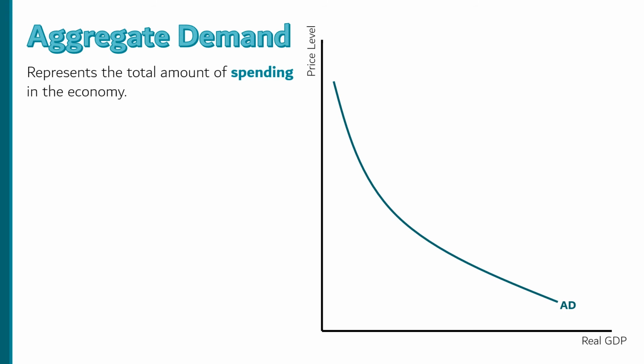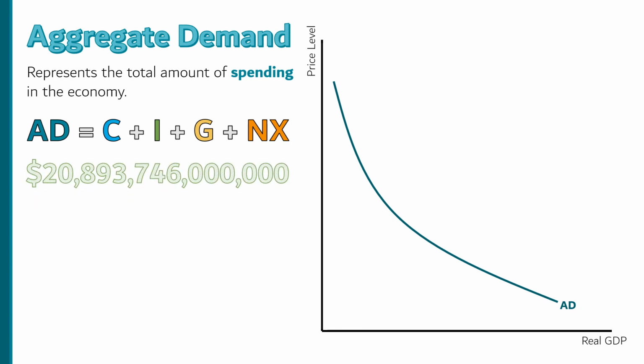Aggregate demand represents the total amount of spending in the economy. By total spending, I mean the market value of all final goods and services produced and sold, which is the same thing as nominal GDP. So aggregate demand, AD, can be represented by the expenditure method of calculating nominal GDP. Aggregate demand is equal to consumption spending plus investment spending plus government spending plus net exports, which is spending on exports minus spending on imports. Once again, for the US in 2020, this total was almost $21 trillion.